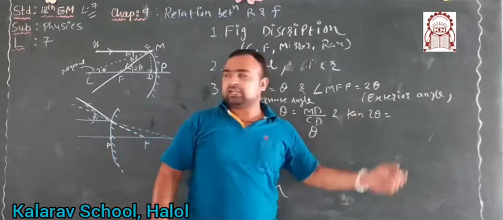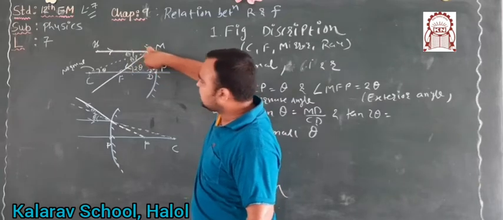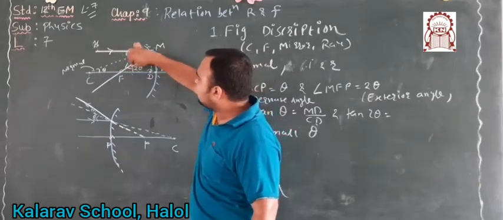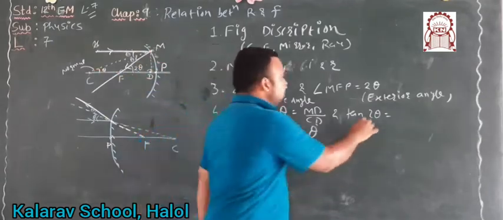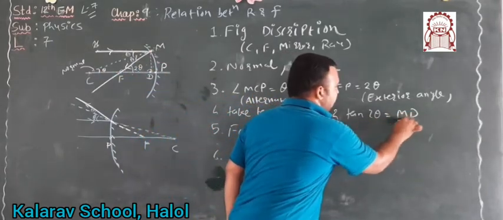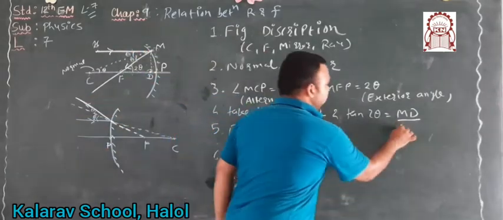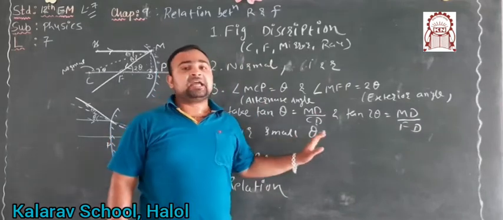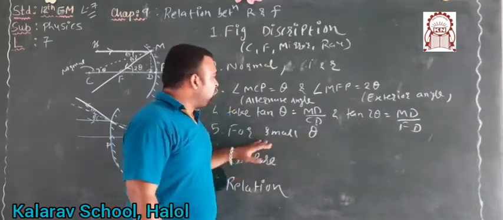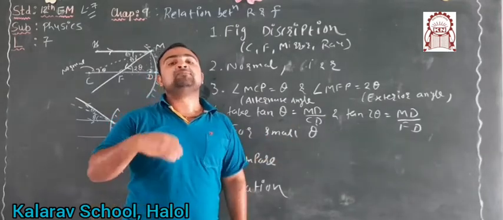Next, tan 2 theta. For tan 2 theta, we are considering the triangle MFD. In the MFD, again the same formula, tan 2 theta is the opposite side, that is MD, divided by FD. So it will become MD divided by FD. Now whenever you are considering the ray diagram, at that time whatever the angle theta, you have to consider as a smaller value.